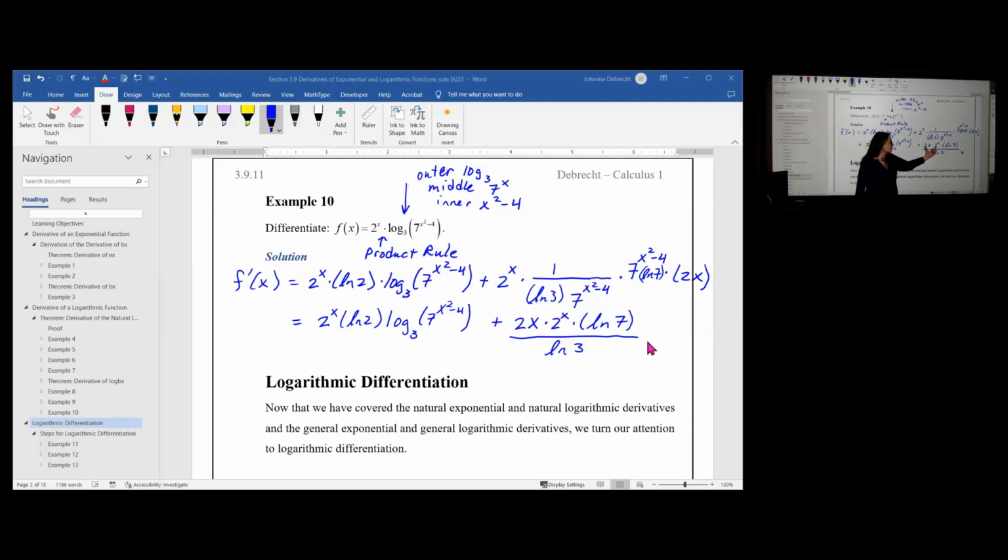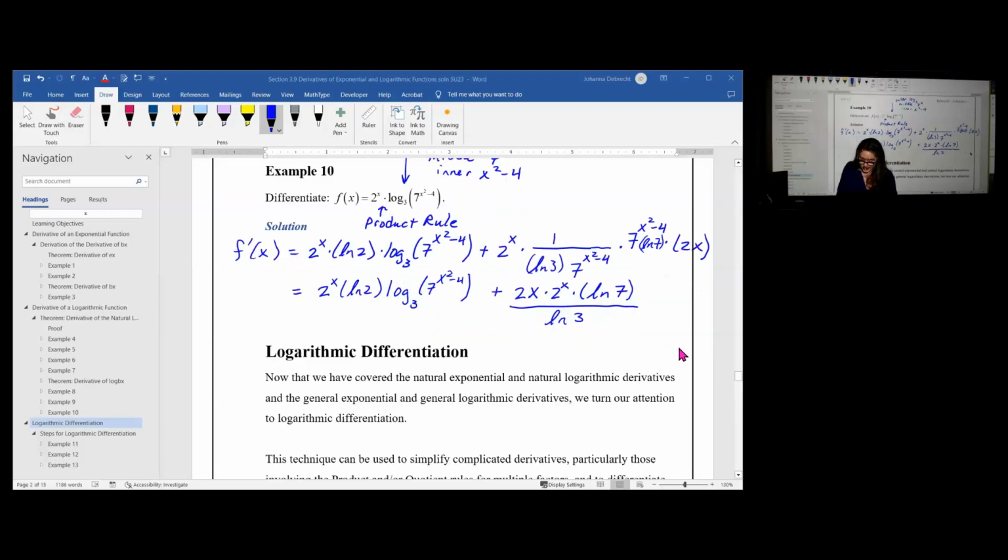I could, if I wanted, combine the two factors, 2 to the first and 2 to the x, and write 2 to the x plus 1 times x times the natural log of 7 divided by the natural log of 3 for the second term. With the first term, 2 to the x times natural log of 2 times log base 3 of 7 to the x squared minus 4 power.